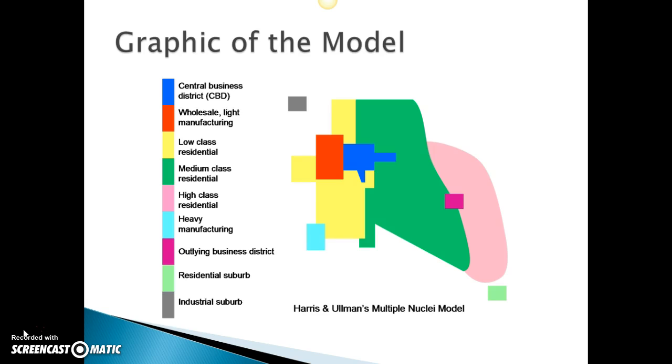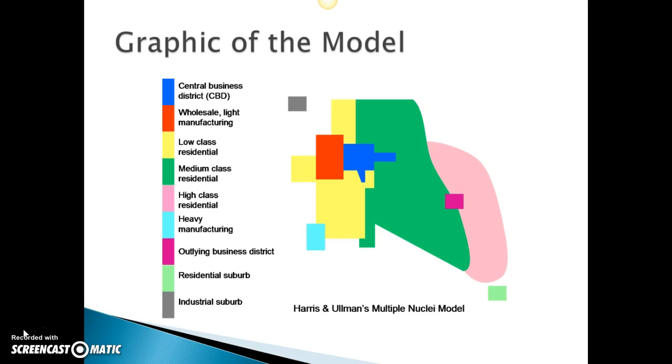Okay, then we've got the dark gray up at the top. That's an industrial suburb, and that's different because that's based around businesses. And it's not that there aren't houses and things there, but it's mostly or primarily based around industry or businesses. Okay, so those are some of the different types of suburbs.